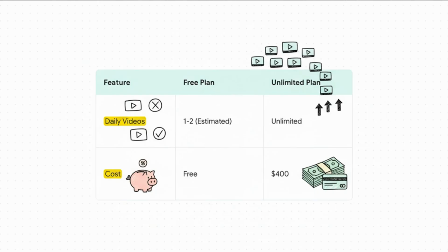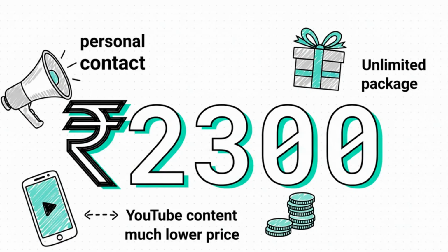So the free plan is super limited. The creator figures you can only make maybe 1 or 2 videos a day. For unlimited access, you need something he calls the Google Ultra package. And just to be clear, that's his term, not an official Google product name. And that costs a whopping $400. Now, this is where things get a little weird.